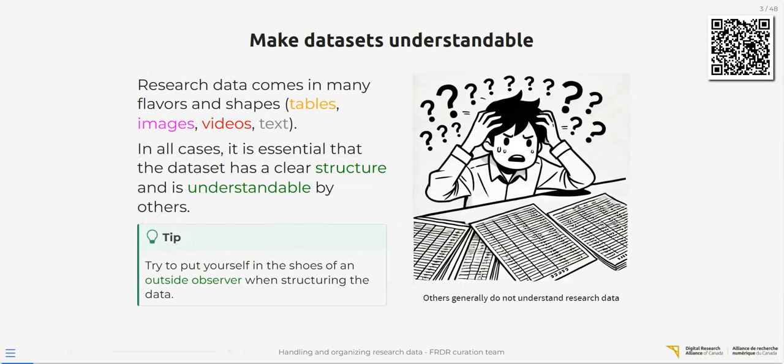Research data comes in many flavors and shapes: tables, images, videos, text documents, and more. No matter the type of data, it's essential that your dataset has a clear structure and is understandable to others. A good tip is to put yourself in the shoes of an outside observer, someone who is not familiar with your project. Would they be able to navigate your data and understand what each file means? Without a clear structure, even the best research can get lost in a sea of confusion.